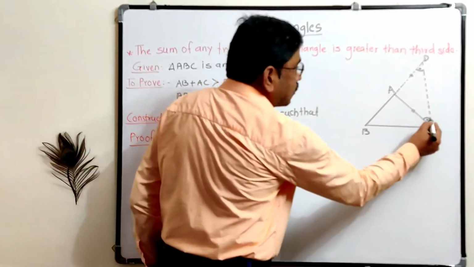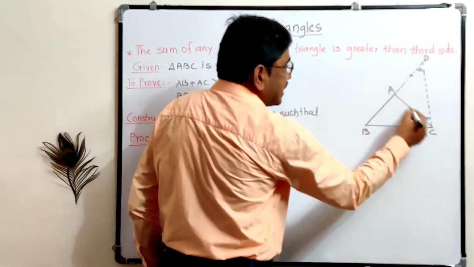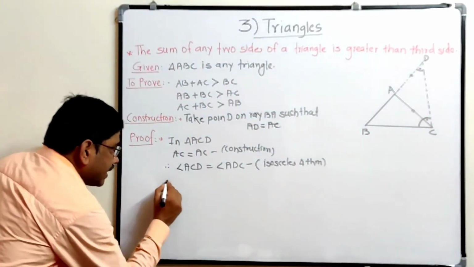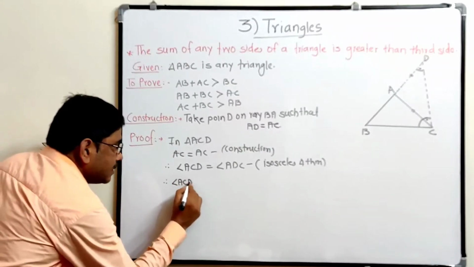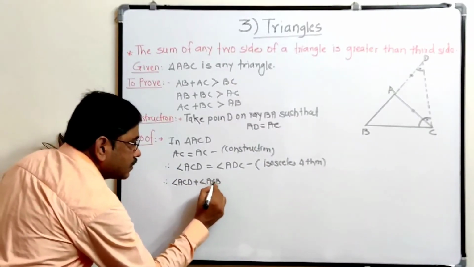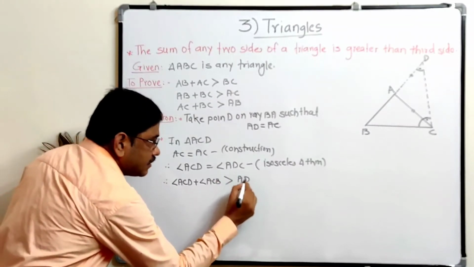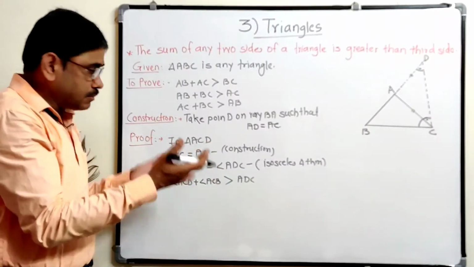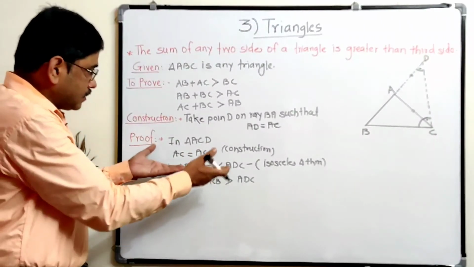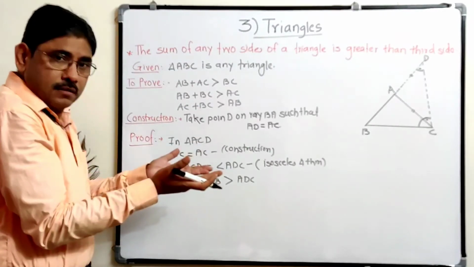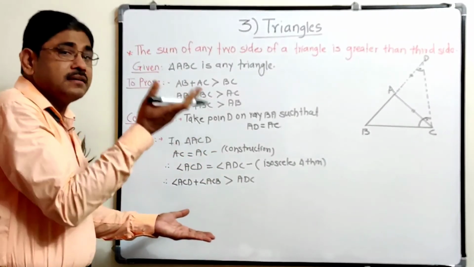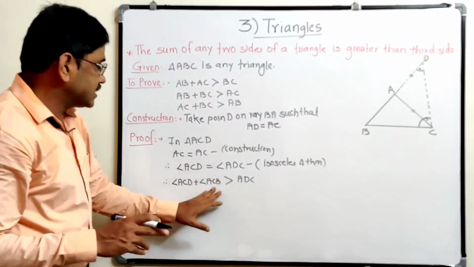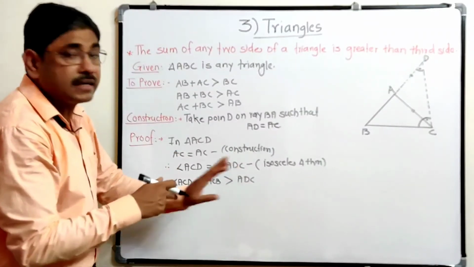If I add ACB, meaning ACD plus ACB, then it is always greater than ADC. Therefore angle ACD plus angle ACB is greater than ADC because we add something to the left hand side. These two sides are equal, like the pans of a balance. If we add a little to one side, it becomes greater. Same thing here: ACD and ADC are equal angles. If we add ACB to this one, it becomes greater.